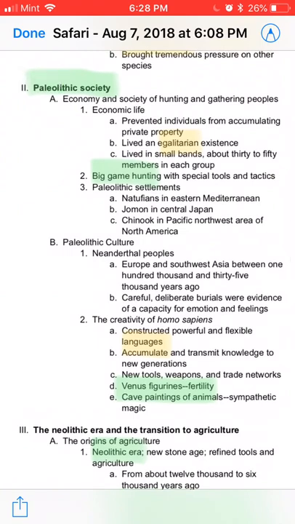Basically, Paleolithic means the Old Stone Age. So basically the old part of the Stone Age. And in the Paleolithic Society, most of the people lived in an egalitarian existence. What egalitarian means is everybody is equal. So there wasn't this wealth stratification. No one was really richer than other people. Land was just commonly owned. And basically, they participated in big game hunting with special tools and tactics. And they sometimes even domesticated animals and followed them around. And this is known as pastoralism. So that was a really big deal.